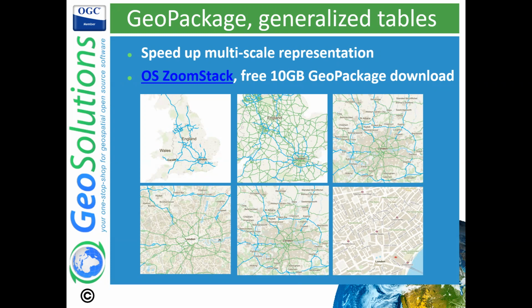Moving on, we also played with generalized tables, which is yet another common approach in OSM rendering. For this one, we played with the Ordnance Survey Zoom Stack, which is a free 10 gigabyte GeoPackage download containing a variety of layers which are meant to be displayed at various scales in different ways. As you can see from these maps, we have significant scale dependencies. Now, when you are zoomed out, you only want the highways, the motorways. And when you start zooming in, you start including regional roads, then local roads, and then all kinds of roads and paths when you are very close to the ground.